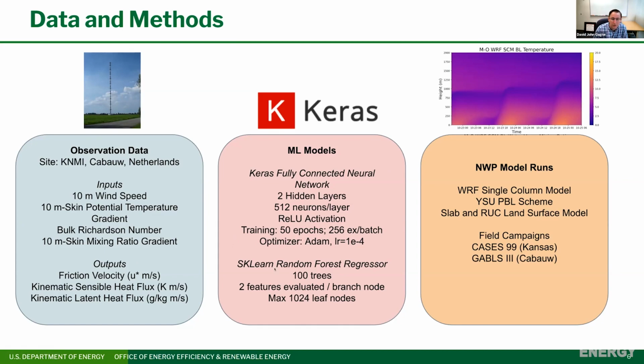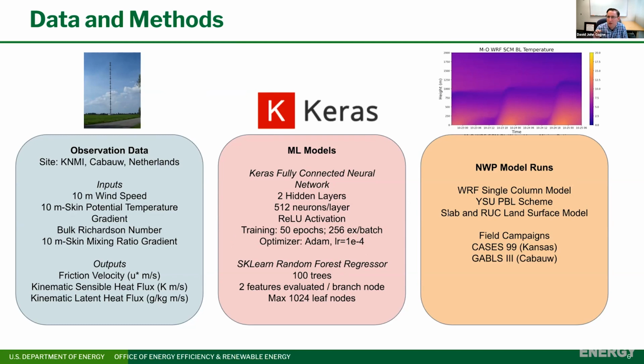We also used a random forest. One of the key things with the random forest is if you want to run it fast in the model and not take up a ton of space, you have to trim the leaves a bit. So we have a max of 1,024 leaf nodes. We ran this in the WRF single column model. We used the YSU PBL scheme and we've tested this successfully with both the slab and the RUC land surface models.